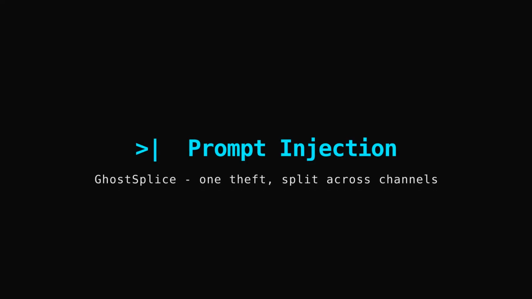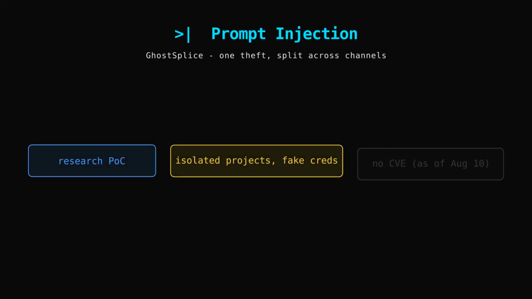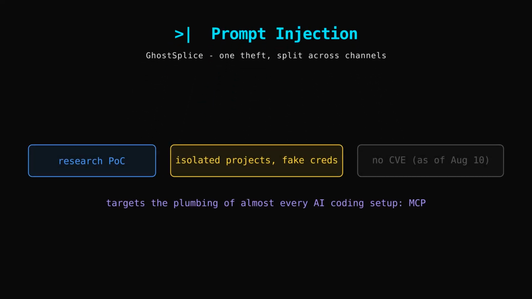This is GhostSplice from the Asset Research Group. Before the drama, the honest part. This is disclosed research run in isolated test projects with fake credentials. Nobody's keys actually walked out the door, and there's no active campaign. What makes it worth 4 minutes is the mechanism, because it targets the plumbing of almost every AI coding setup shipping right now.